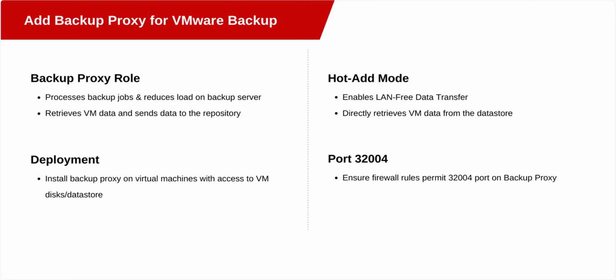One of the main benefits of the backup proxy is enabling LAN-free data transfer. By deploying it on a virtual machine with access to the VM disks, the proxy can retrieve data directly from the data store in hot add mode, bypassing the LAN. This setup enables efficient VMware backup while reducing the load on the backup server. If hot add isn't possible, the proxy can still transfer data over the network. Make sure your firewall's rules allow port 32004.